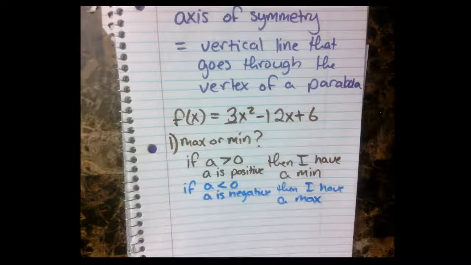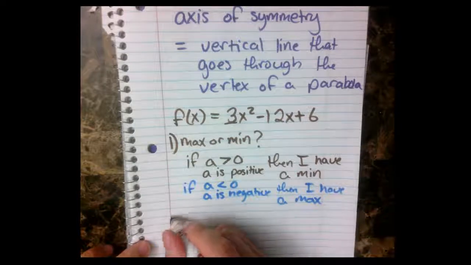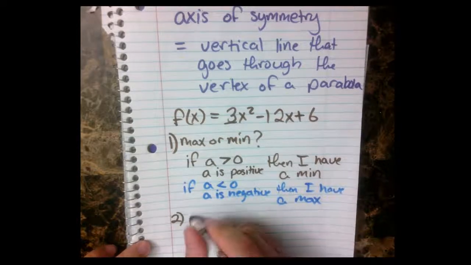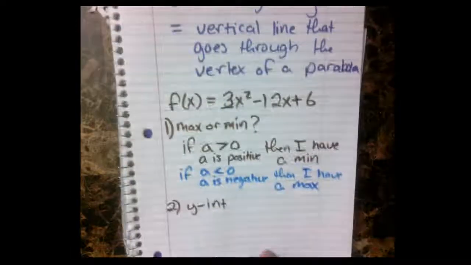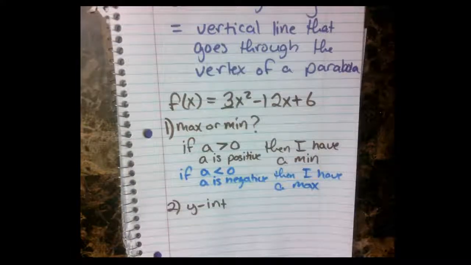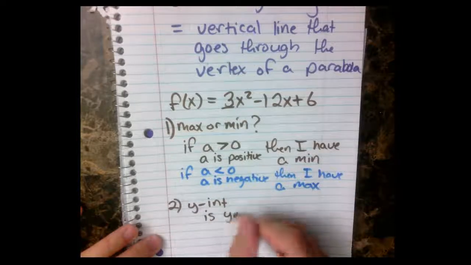That's step 1. The next thing I would find here is my y-intercept, because it's actually pretty easy. So step 2 is your y-intercept. I'm just going to shorten it to int for purposes of our work. And your y-intercept is actually really easy. Your y-intercept is your c value.